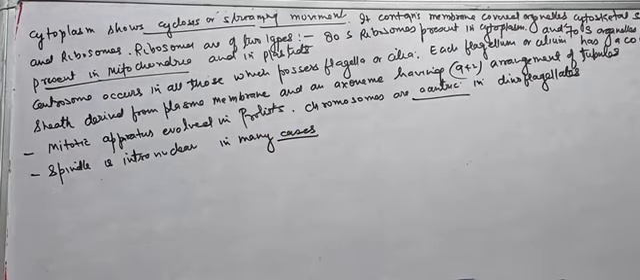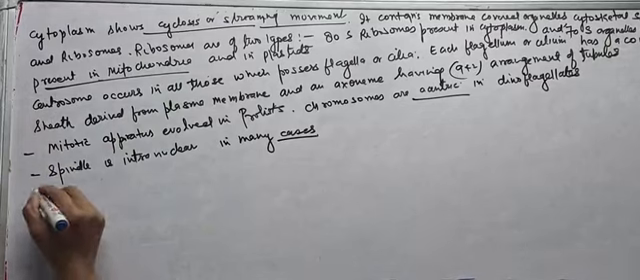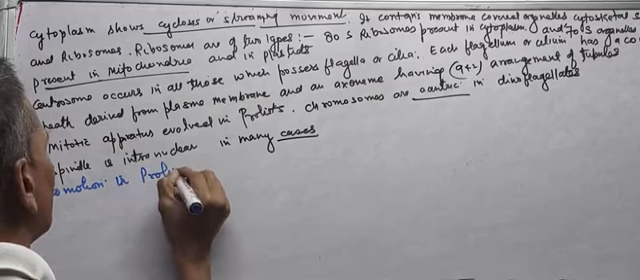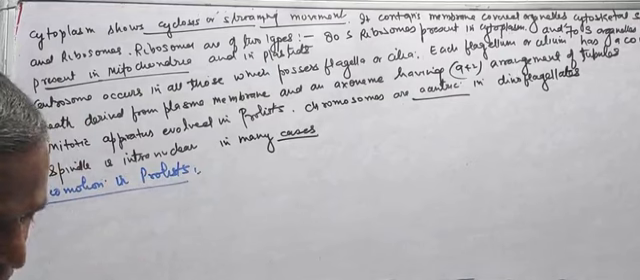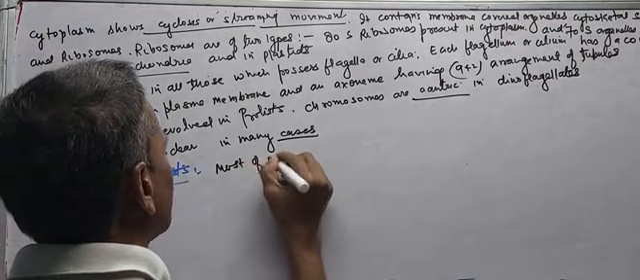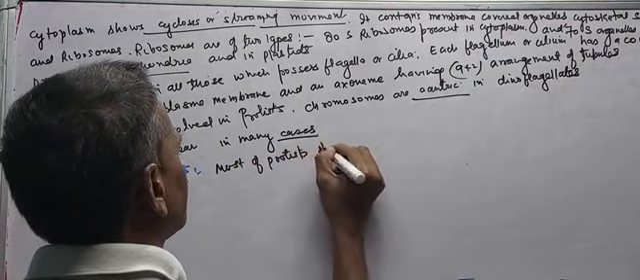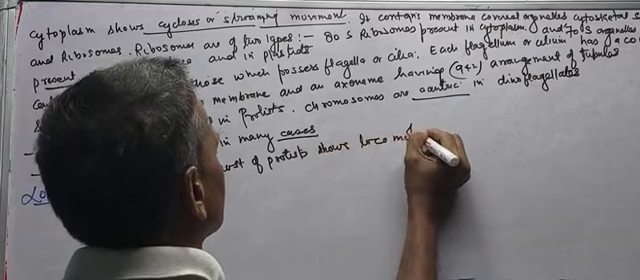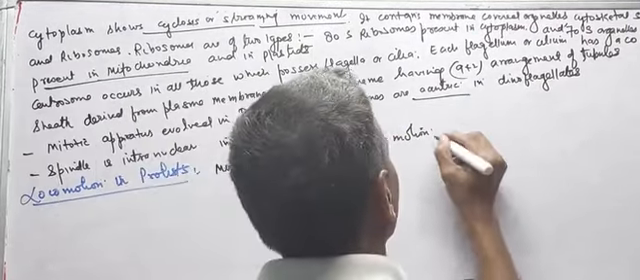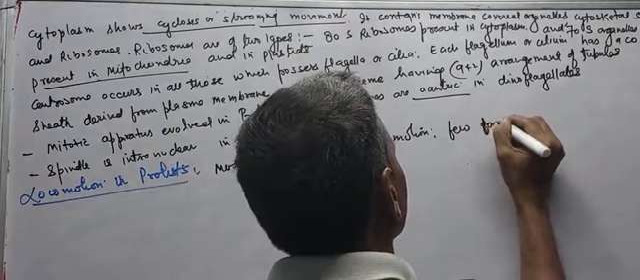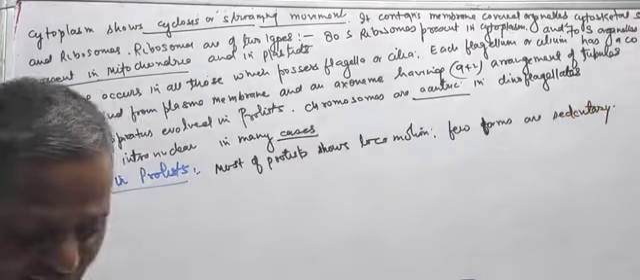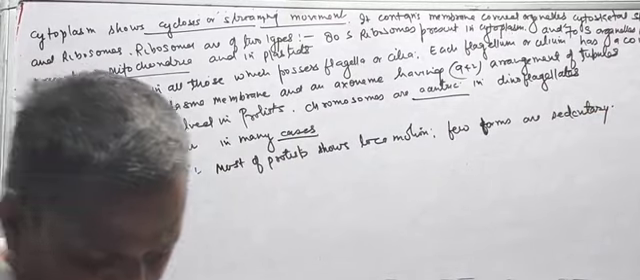Now we will study locomotion in protists. Most protists show locomotion. Only a few forms are sedentary, for example, Vorticella.